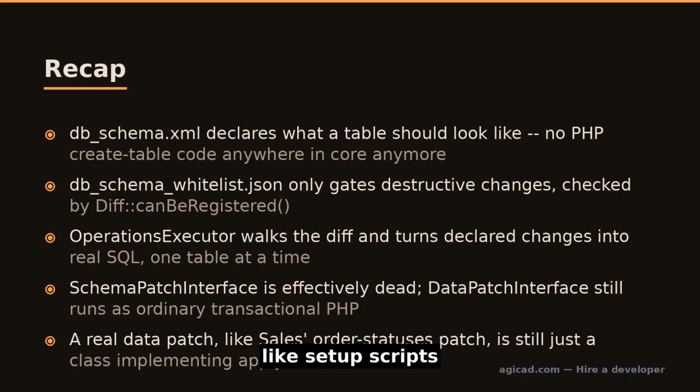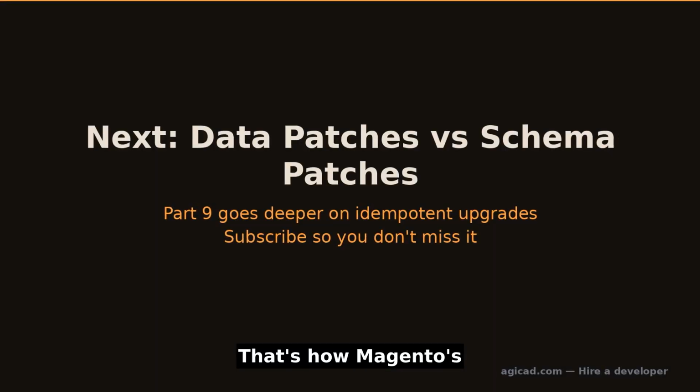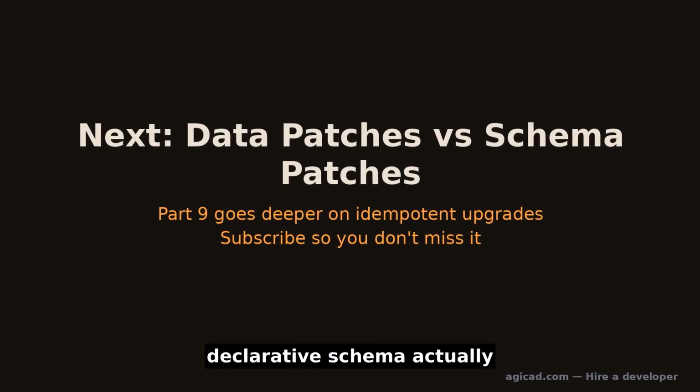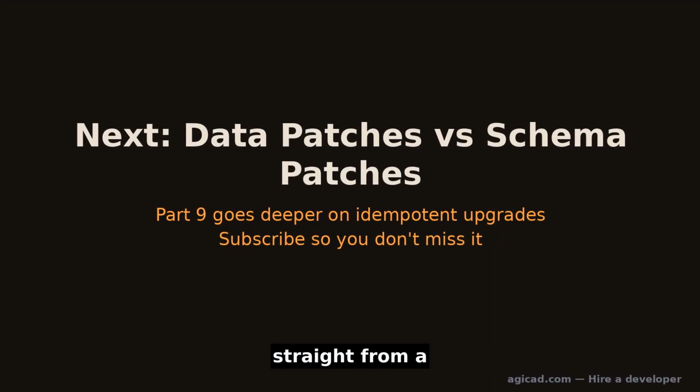That's how Magento's declarative schema actually replaced setup scripts, straight from a real git checkout of the pinned 2.4.9 source, every file and line verified against that exact commit. Part 9 goes deeper on data patches versus schema patches, and what it actually takes to write an idempotent upgrade.